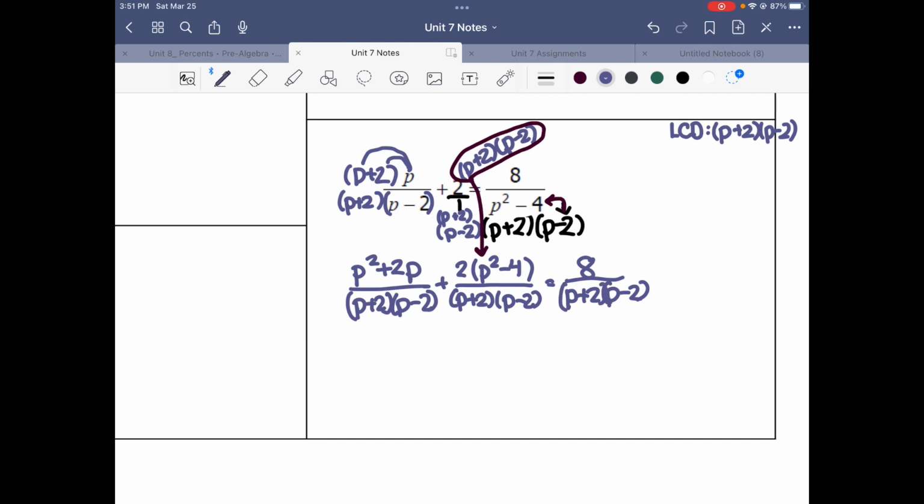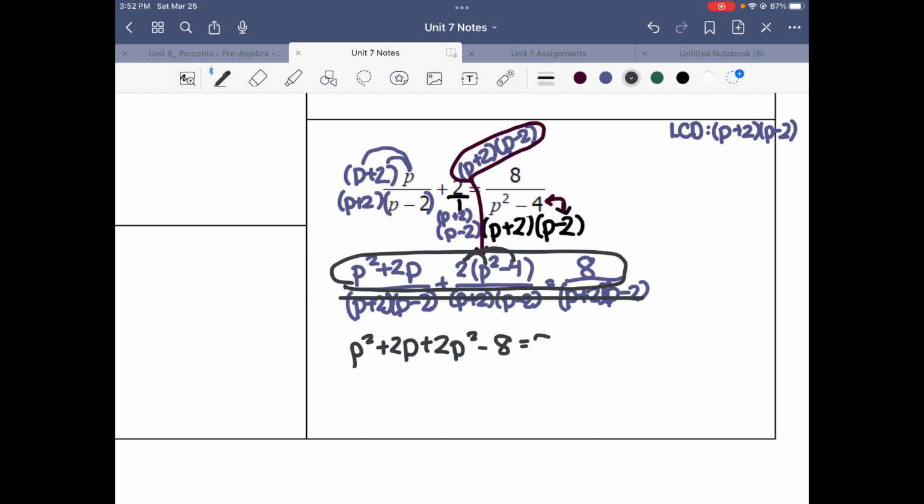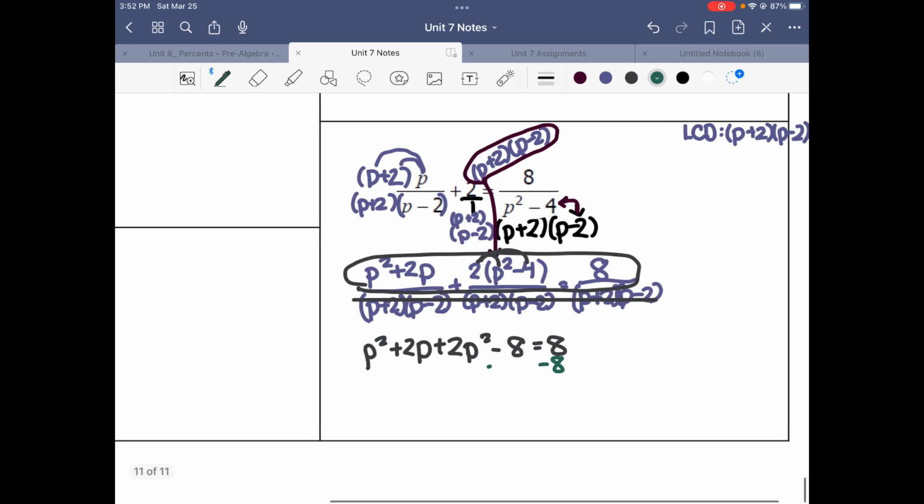As you can see, all of my denominators are the same, so I don't need them anymore. And I'm really just working with this top equation, which is p squared plus 2p. And then I'm going to go ahead and multiply by 2, which gives me 2p squared minus 8 equals 8. Because I have a p squared in this problem, I'm going to get everything on the same side. So I'm going to go ahead and subtract that 8 to the other side.